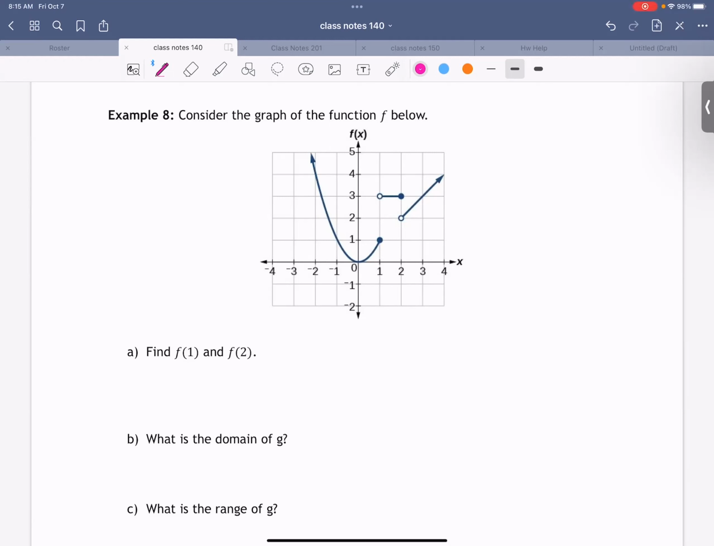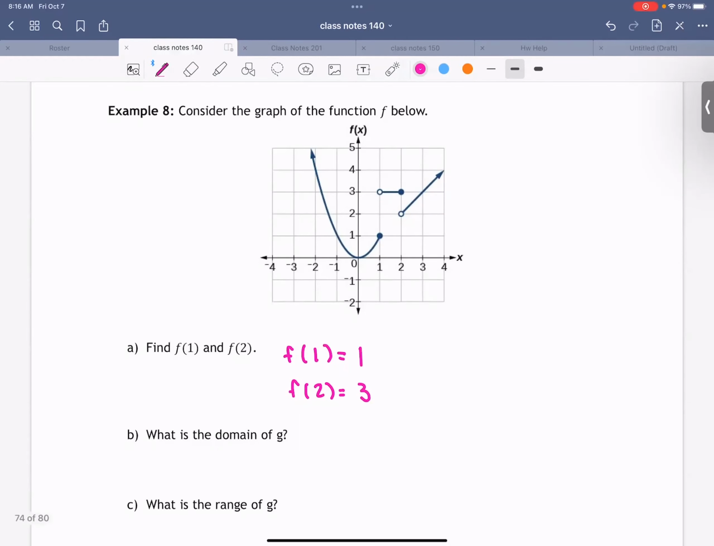I think it was pretty good as I was walking around, but what did we say f of 1 was? I think I heard it 1, right? Because when x is 1, y goes up to 1, and that's where the closed circle is. So it doesn't really matter if there's any open circles. We really want to focus where the closed circle is. Okay. F of 2. What value was f of 2? 3, good, because there's a closed circle at 3 when x is 2.